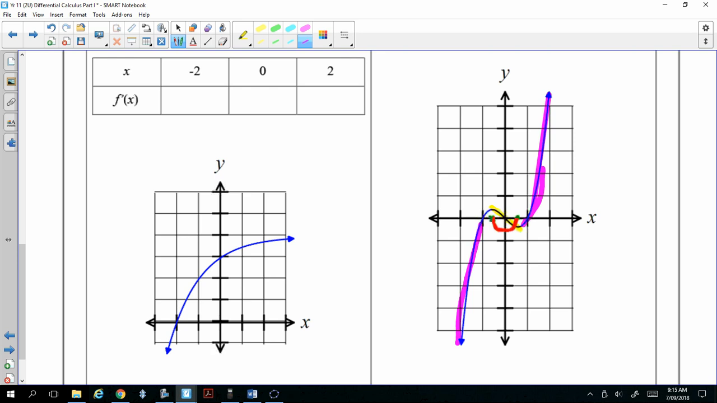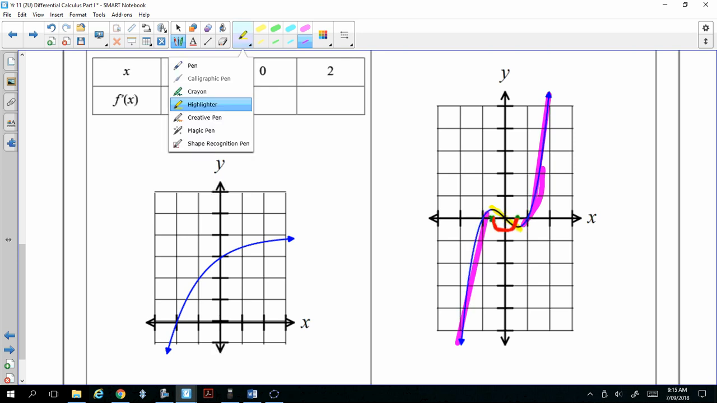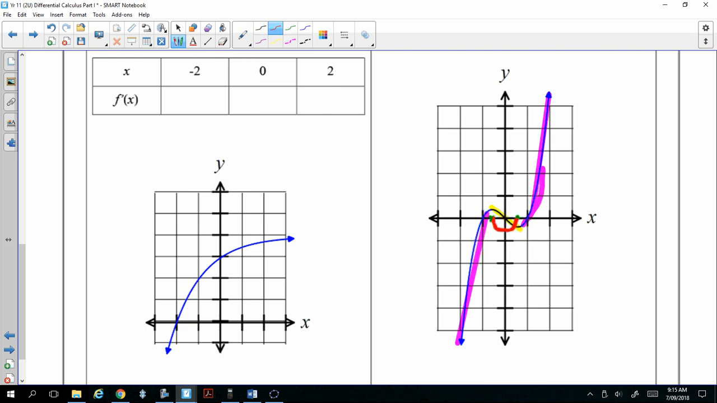So since it's increasing, the gradient graph will be above the x-axis. So let's continue there. So we're going to go above. Right? Like this. And this part on the left, the gradient is positive. It's going to be above.